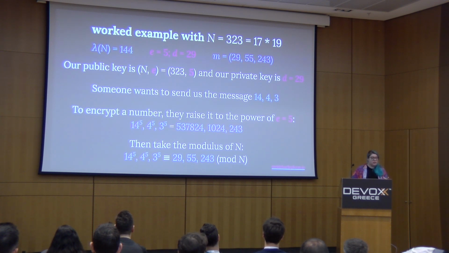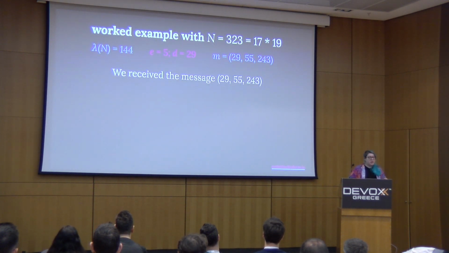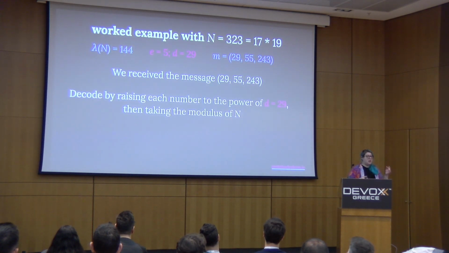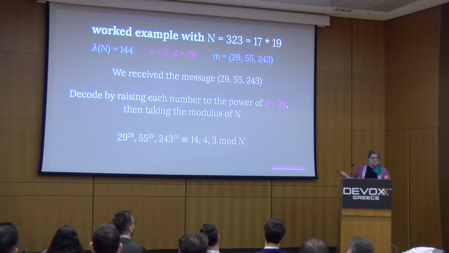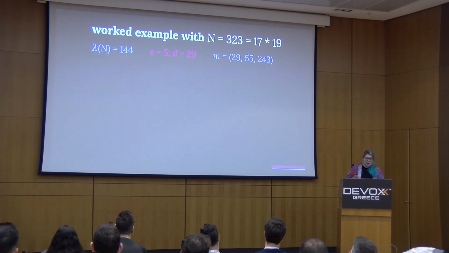And what we do at the other end is we say, okay, now we know what number we need to raise it to the power of. We raise it to the power of d, our secret private key, right? And then we take modulus n. And we actually get those numbers back out. This one I really did put into Wolfram Alpha. I did not do these by hand. That would have taken a very long time.